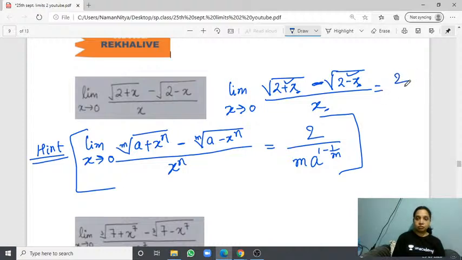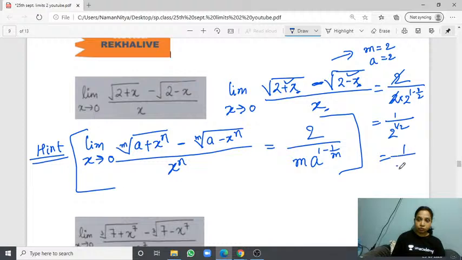What will be the answer according to this trick? It will be simply 2 by, so for this particular question, what is your m? M is square root, means m is 2. And what is your a? A is also 2 here. So I'll just apply the formula: 2 divided by m into a power 1 minus 1 by m, that is 2 into 2 power 1 minus 1 by 2. Obviously this 2 will get cancelled. I'll get 1 by 2 power 1 minus 1 by 2, that is 1 by 2. So 1 by root 2.